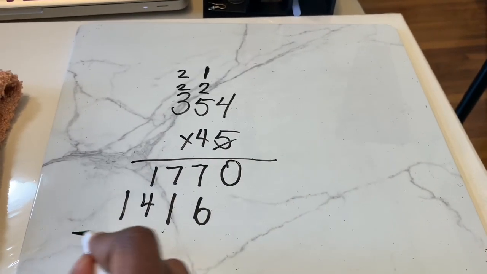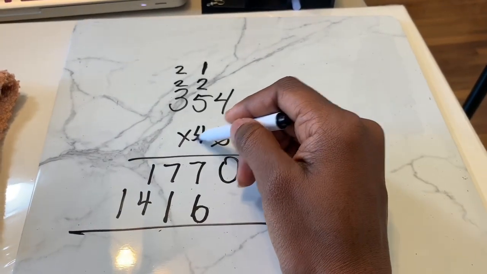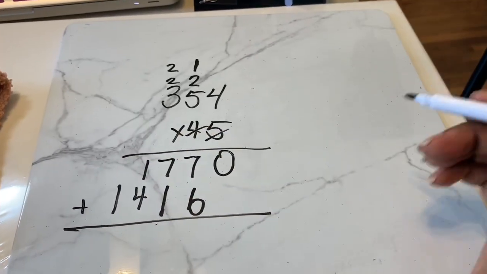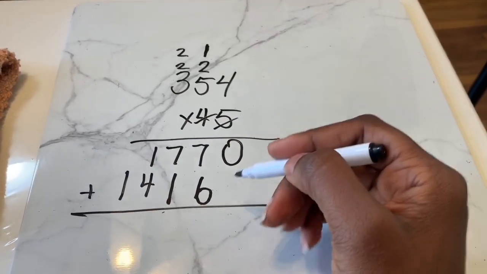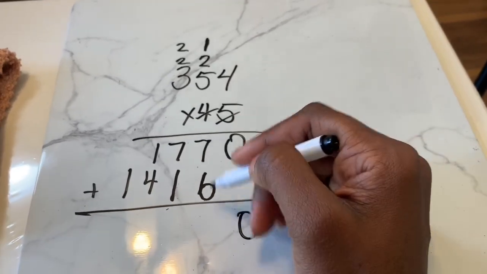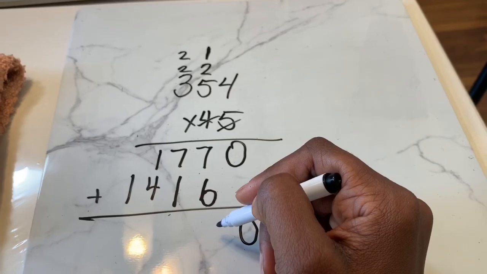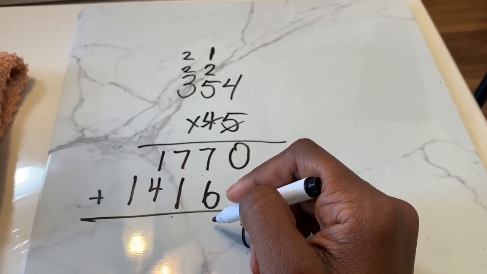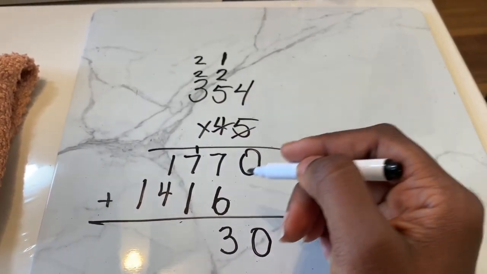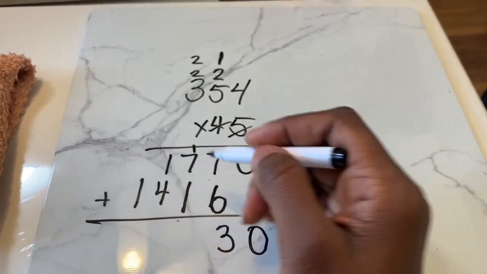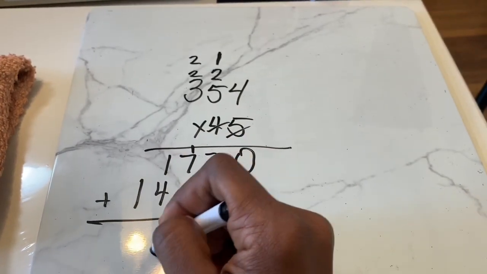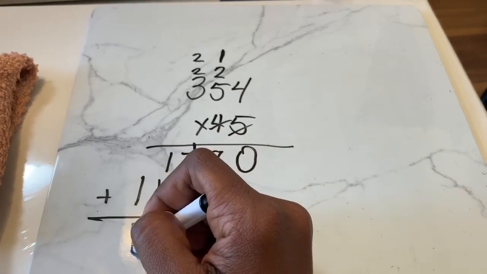There we go. Now that I have my answers to my multiplication, I need to add these two together in order to come up with the answer for the whole problem. So no one is in the zero's way. He's going to drop straight down. 7 plus 6 is 13. I cannot put the entire 13. I'm going to put the ones place number. That's the 3, and I'll regroup the tens place number from the 13. 7 plus 1 is 8, plus 1 is 9. 4 plus 1 is 5. And this one comes down.